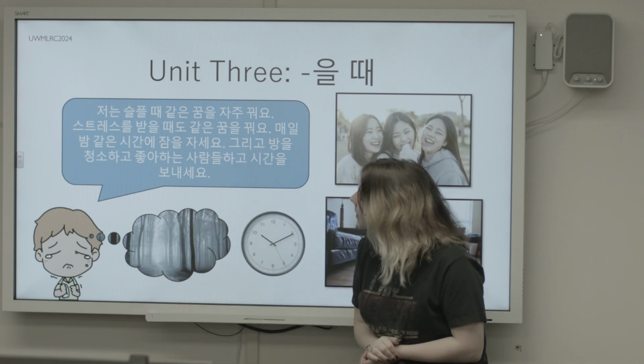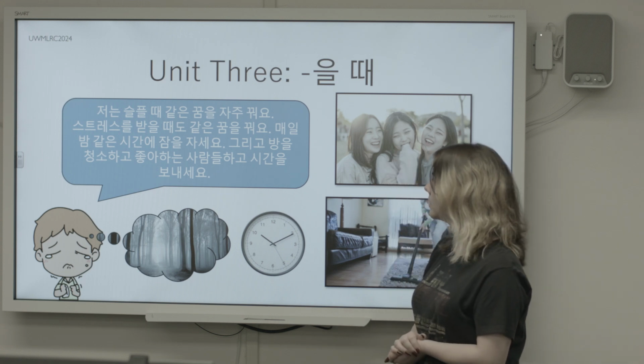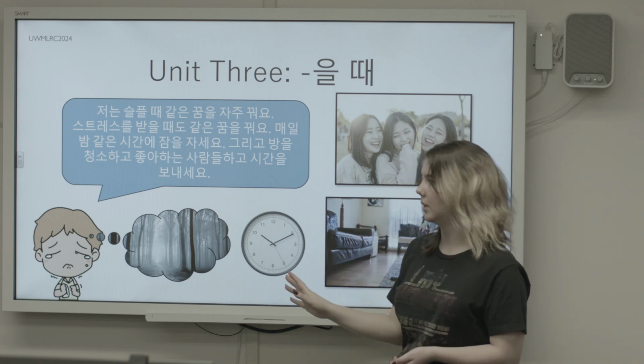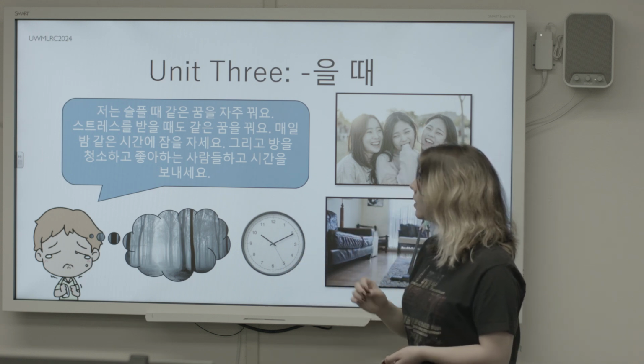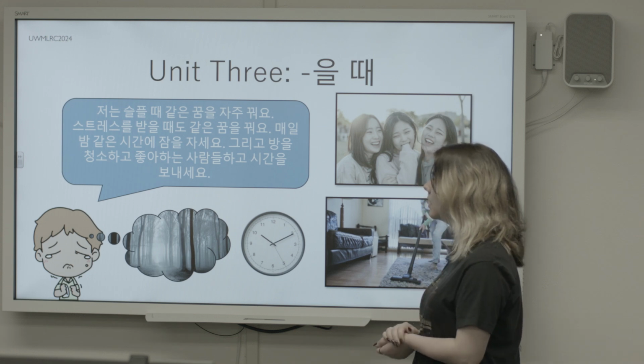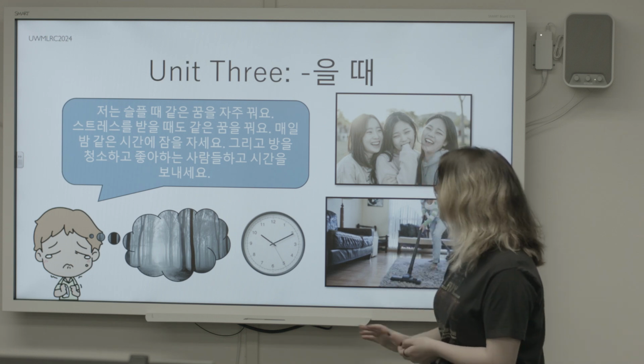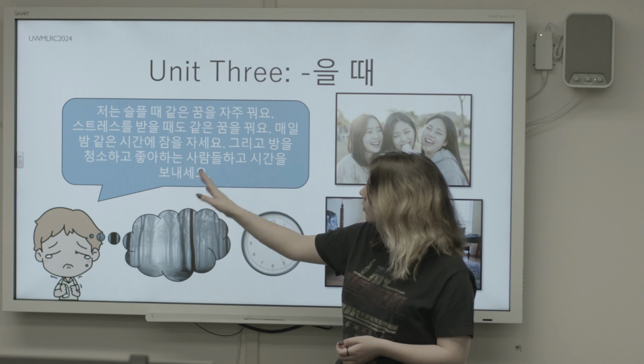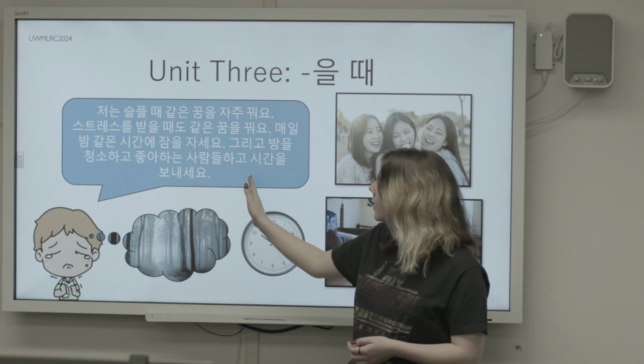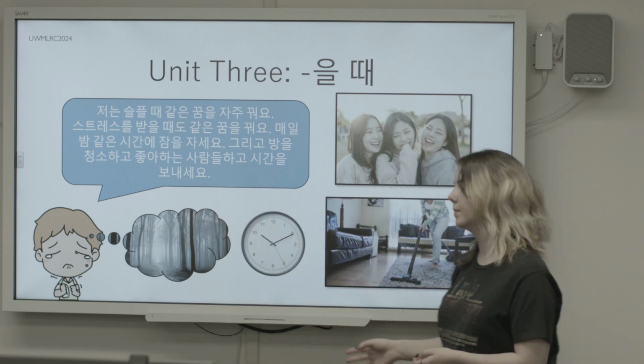매일 밤 같은 시간에 잠을 자세요. Go to sleep at the same time every night. 그리고 방을 청소하고 좋아하는 사람들하고 시간을 보내세요. Also, you should clean your room and spend time with people that you like.